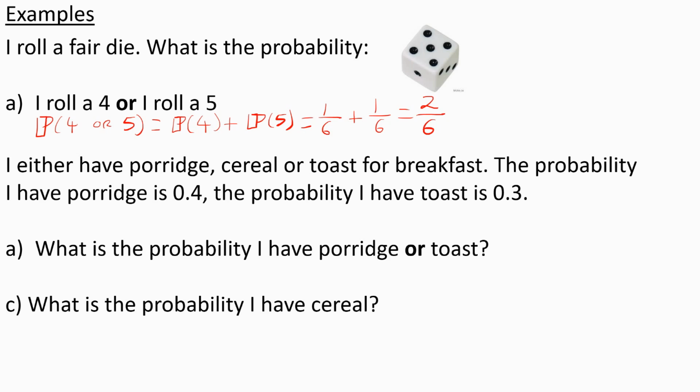Secondly, I either have porridge, cereal, or toast for breakfast. The probability I have porridge is 0.4. The probability I have toast is 0.3. What is the probability I have porridge or toast? Again, these are mutually exclusive events with no overlap, so that's just going to be 0.4 plus 0.3, which is 0.7. Now, the only options for this person's breakfast are cereal, toast, or porridge. So if the chance they have porridge or toast is 0.7, and exhaustive probabilities add up to 1, the probability they have cereal has got to be 0.3.